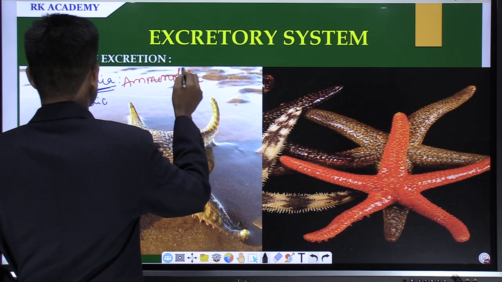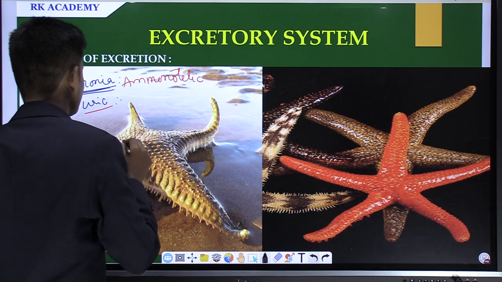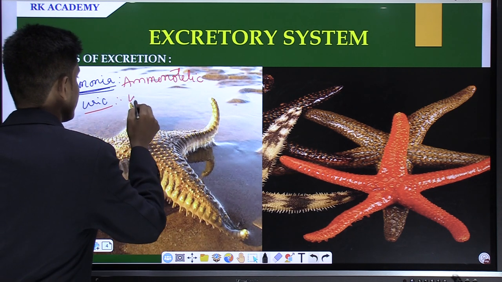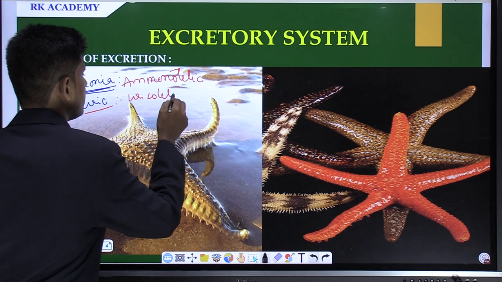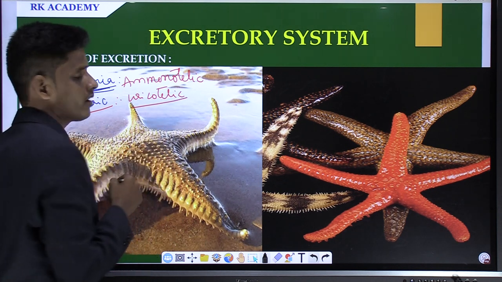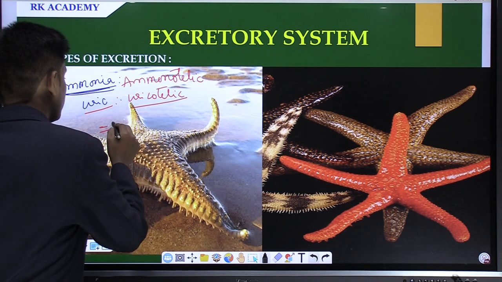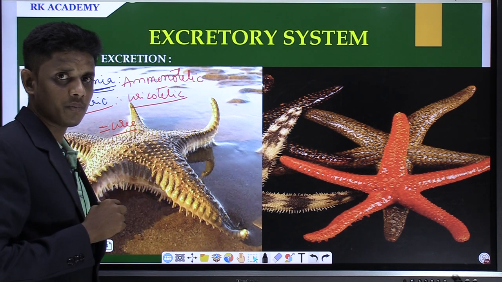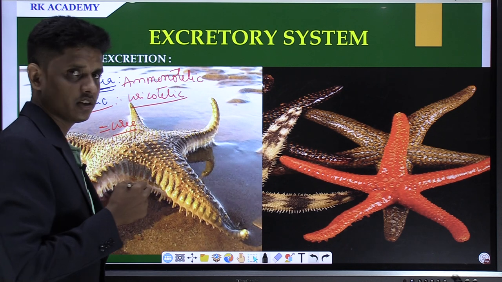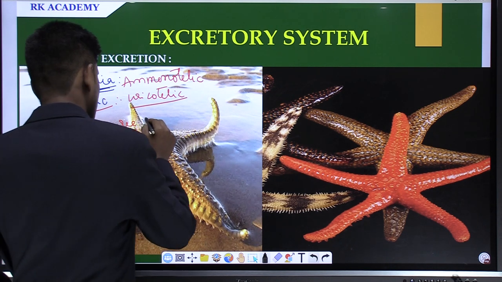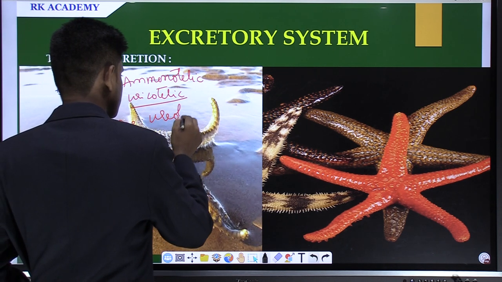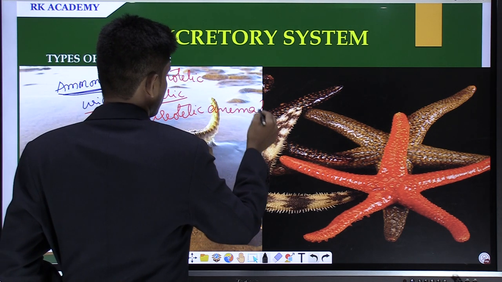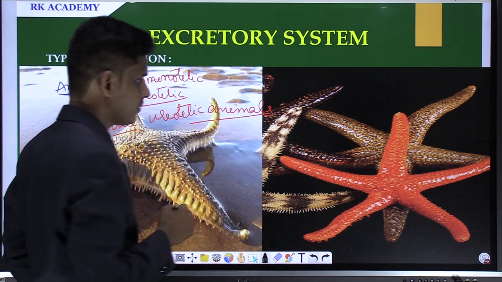Those organisms which eliminate waste materials in the form of uric acid are called uricotelic animals. And those organisms whose chief waste product in the urine is urea are called ureotelic animals. These are the types of excretion.